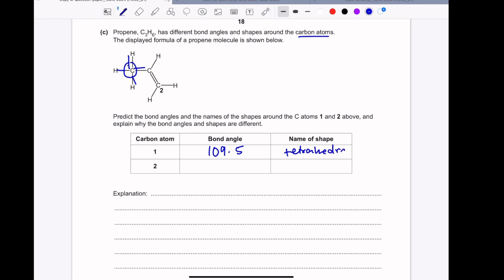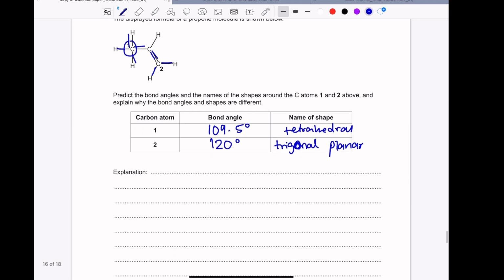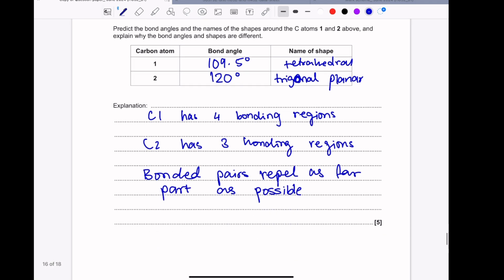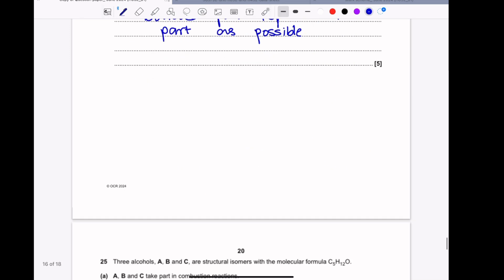The next one is 3 bonding regions. You've got 1 double bond and 2 single bonds, so that would make it trigonal planar, with a bond angle of 120 degrees. For the explanation, it's simply that the bonding pairs repel as much as possible, which gives it the shape. So these are the points required to score the 5 marks. It's 1 mark for carbon 1 and carbon 2, and then 3 marks for the explanation. Each bullet point is worth 1 mark.